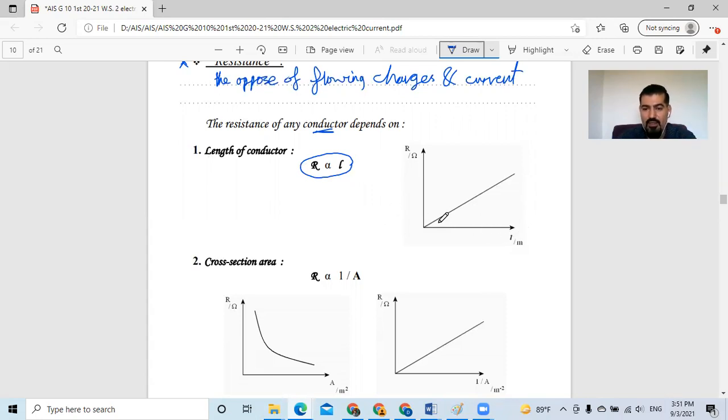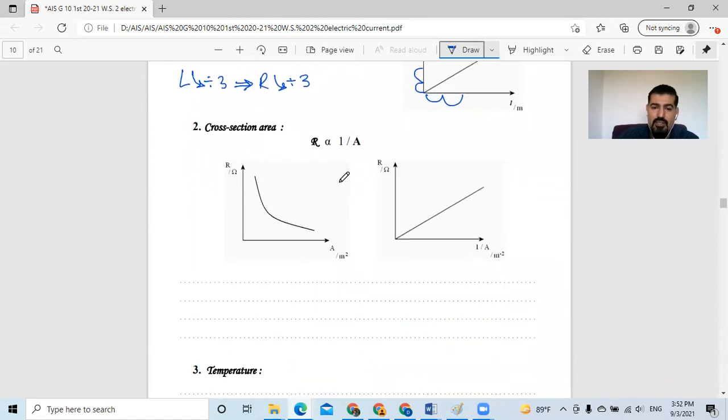That means if the length is doubled, the resistance will be increased by double. For example, if the length is multiplied by 2, the resistance will be multiplied by 2. If the length is divided by 3, the resistance will be divided by what? Divided by 3, and so on. So as the length increases for any wire, the resistance will increase. As the length is doubled, the resistance is doubled for the same material. We didn't change anything, the same cross-section area, the same material, only the length.